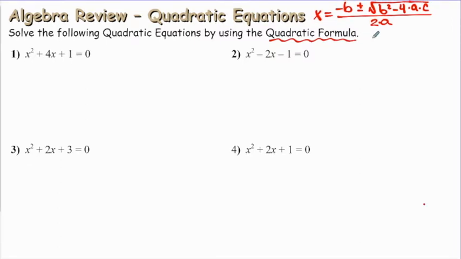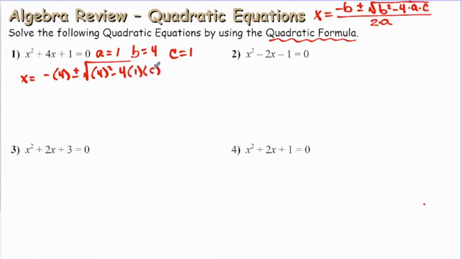So now let's apply the quadratic formula to problem number 1. We see that it is already in standard form. We can identify that a is 1, b is 4, and c is 1. And when we plug this into our quadratic formula equation, we get x is equal to negative of 4 plus or minus the square root of 4 squared minus 4 times a times c. And a and c are both 1. Place that all over 2 times a, which is 2 times 1.